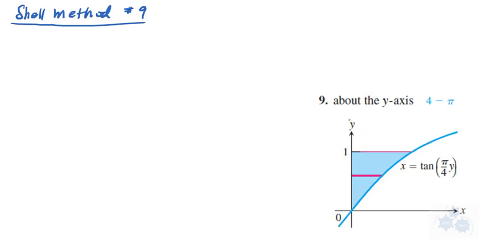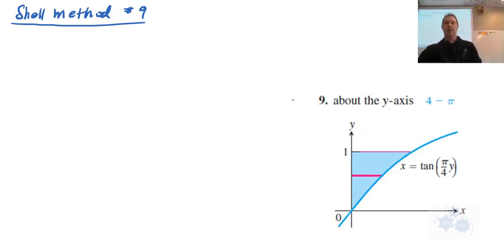Okay, so if we're going to rotate this about the y-axis, we're going to use the shell method. What we want to envision is these shells, like this, going down to there and up. So we have a tiny width of the shell, and that's going to be dx because it's in this left-right direction. The radius itself is going to be x.